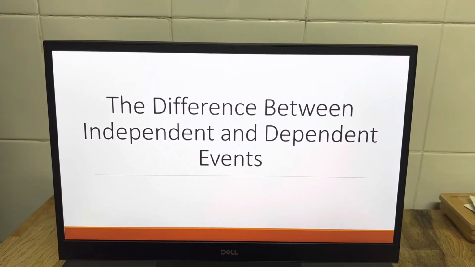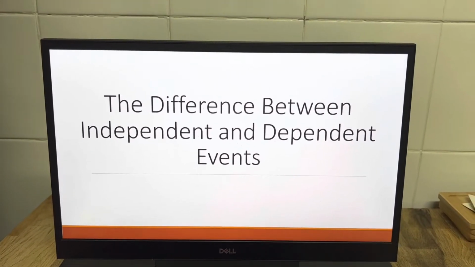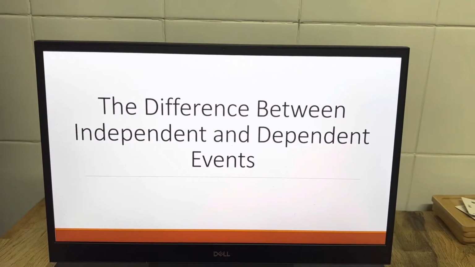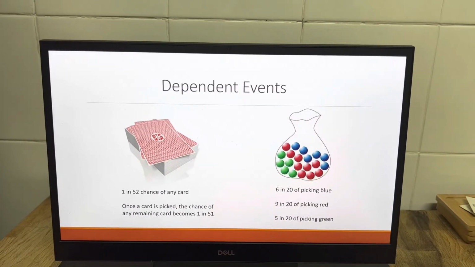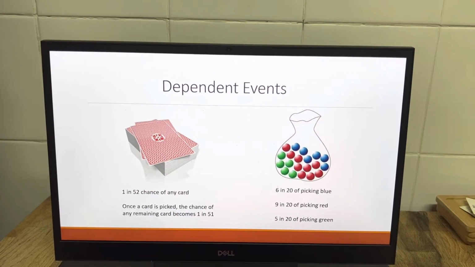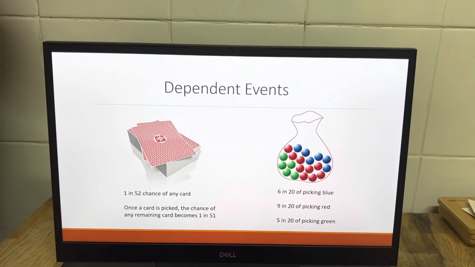Today we're going to be looking at the difference between independent and dependent events in probability so that we are more accurately and confidently able to distinguish between the two in class. So dependent events are events that are dependent on each other. So the previous outcome influences the current event.